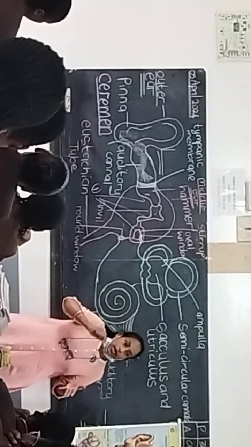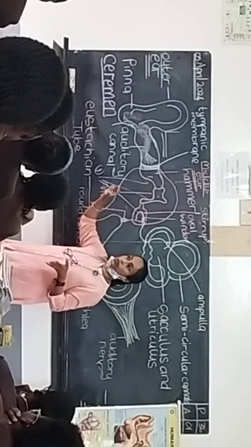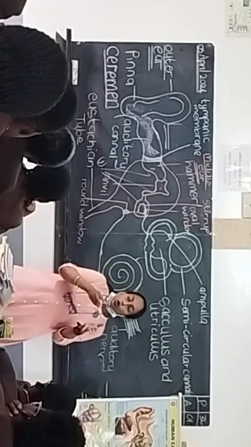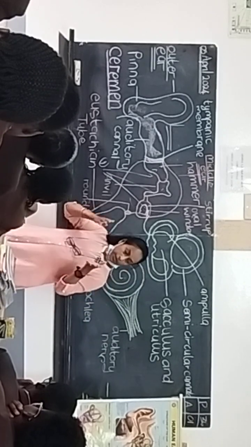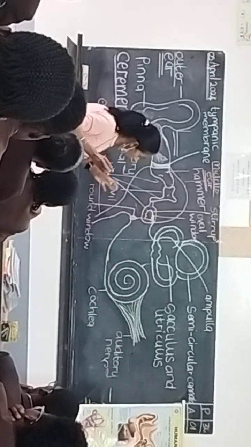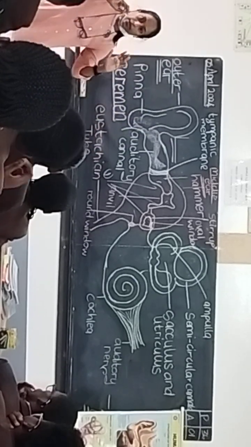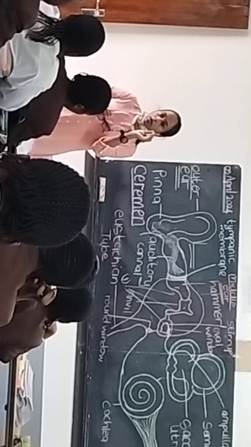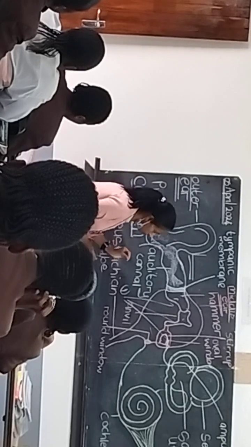If they ask you to list out the three names of the bones in the middle ear, then according to the sequence, hammer, anvil, stirrup, or malleus, incus, and stapes. Are we together?